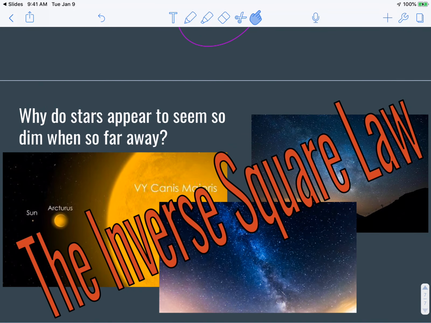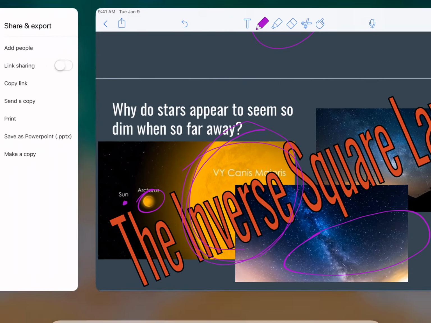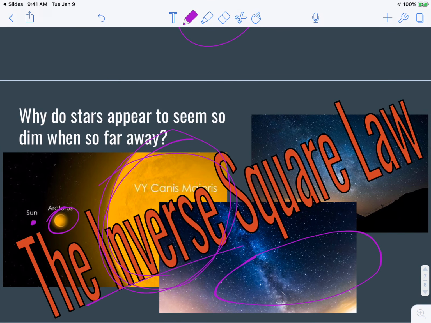So in summary, why do stars appear to be so dim when they're so far away? Even if we have these giant stars, here's our little sun, but we have these ones that are bigger and brighter, but they don't light up the sky like our sun does. They look more like this in the nighttime sky. Why is that? Because of the inverse square law right here. This inverse square law answers that all.